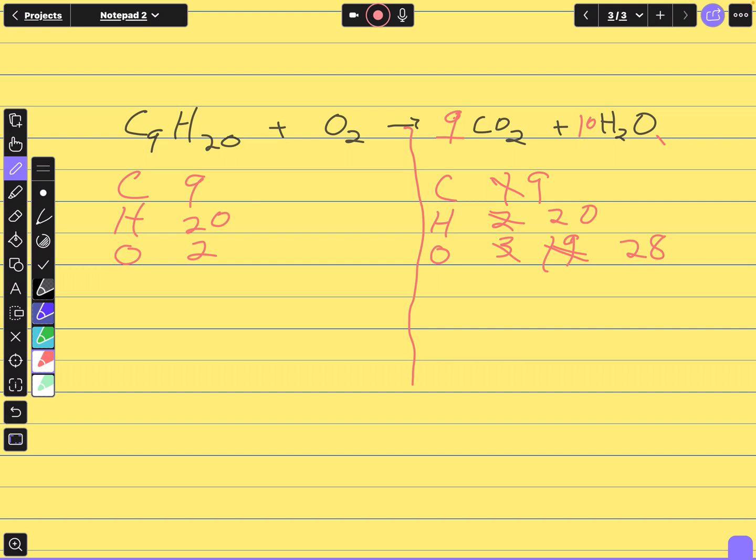Now go back to the left. I need 28 on the left. What times 2 equals 28? And that would be 14. 14 times 2 is 28. And that balances it out.